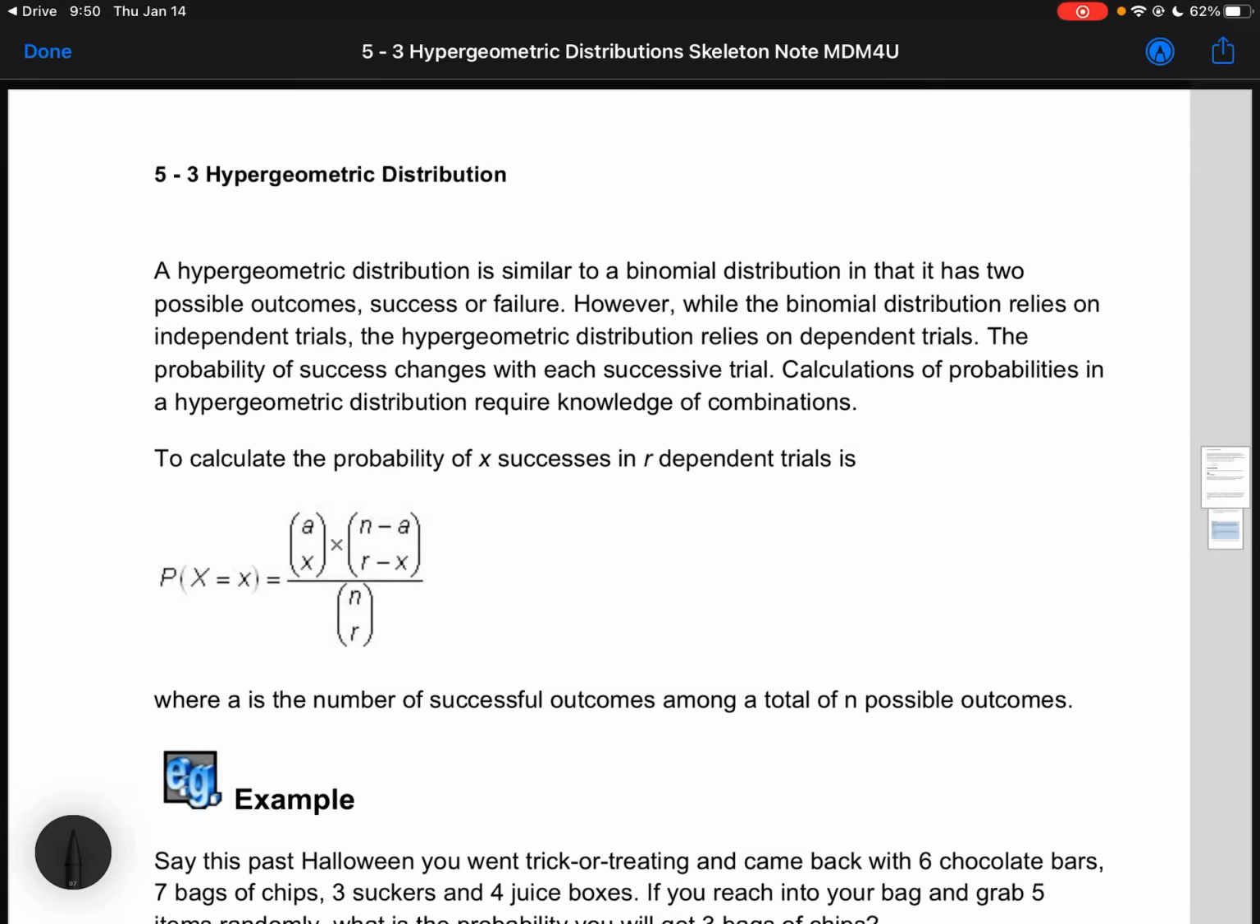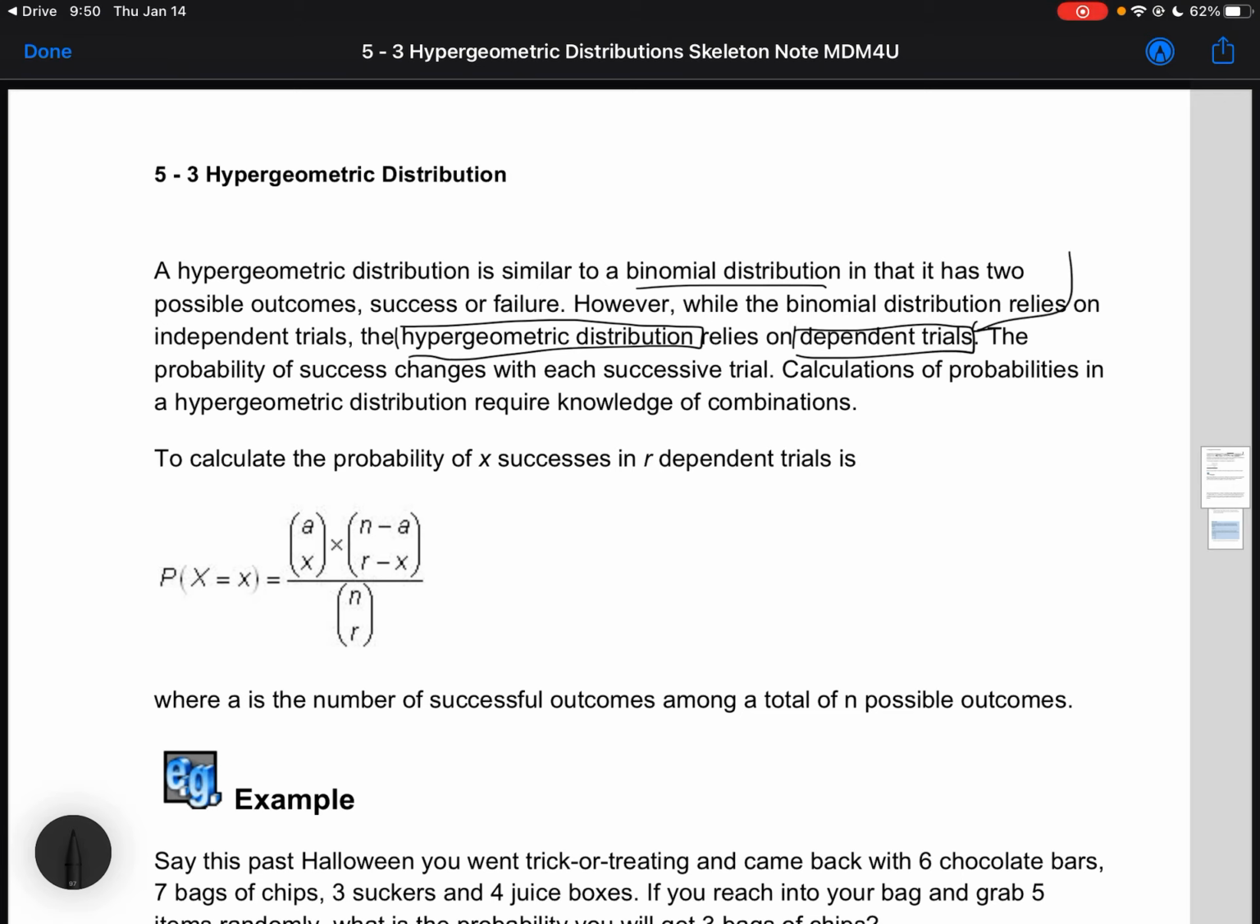This video goes over hypergeometric distribution, its characteristics, and a few examples. A hypergeometric distribution is similar to a binomial distribution in that it has two possible outcomes, success or failure. However, the binomial distribution depends on independent trials. The hypergeometric distribution relies on dependent trials.